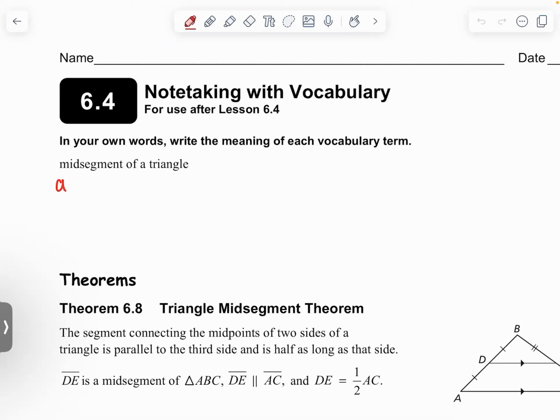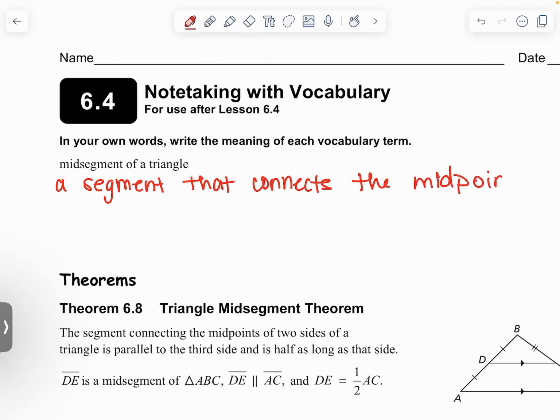Okay, so a mid segment is a segment that connects the midpoints, hence the name, of two sides of a triangle. It's a terrible triangle.